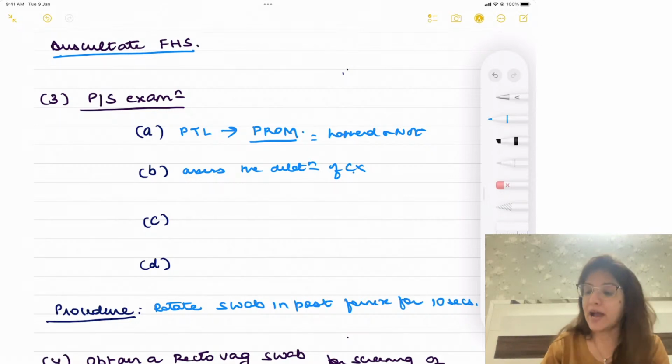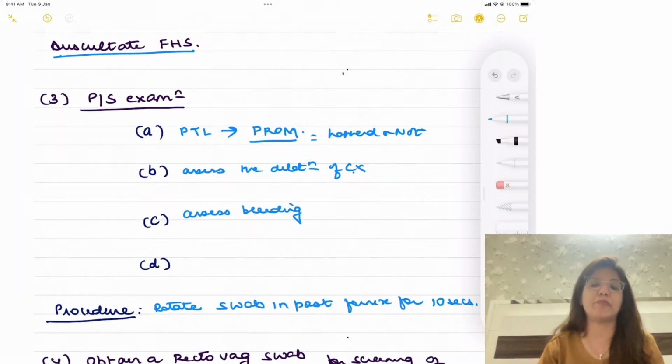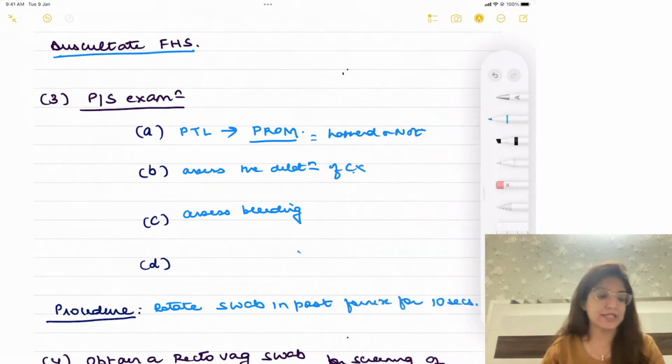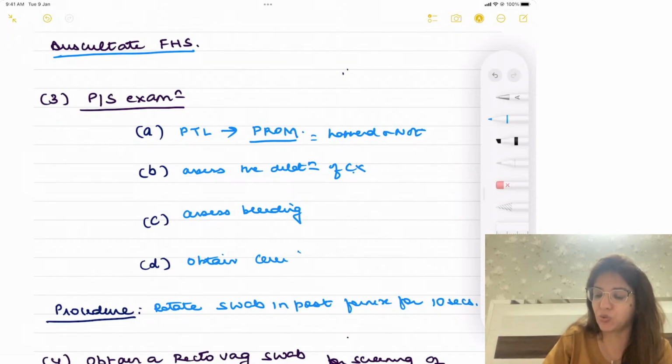Number 3, I am also going to assess bleeding. I want to see whether this patient is having preterm labor due to abruptio, or she's having preterm labor due to placenta previa, because vaginal bleeding can also trigger preterm labor, right? So when I'm doing a per speculum examination, I am assessing bleeding also. And fourth thing, when I'm doing a per speculum examination, I am going to obtain a cervico-vaginal swab.